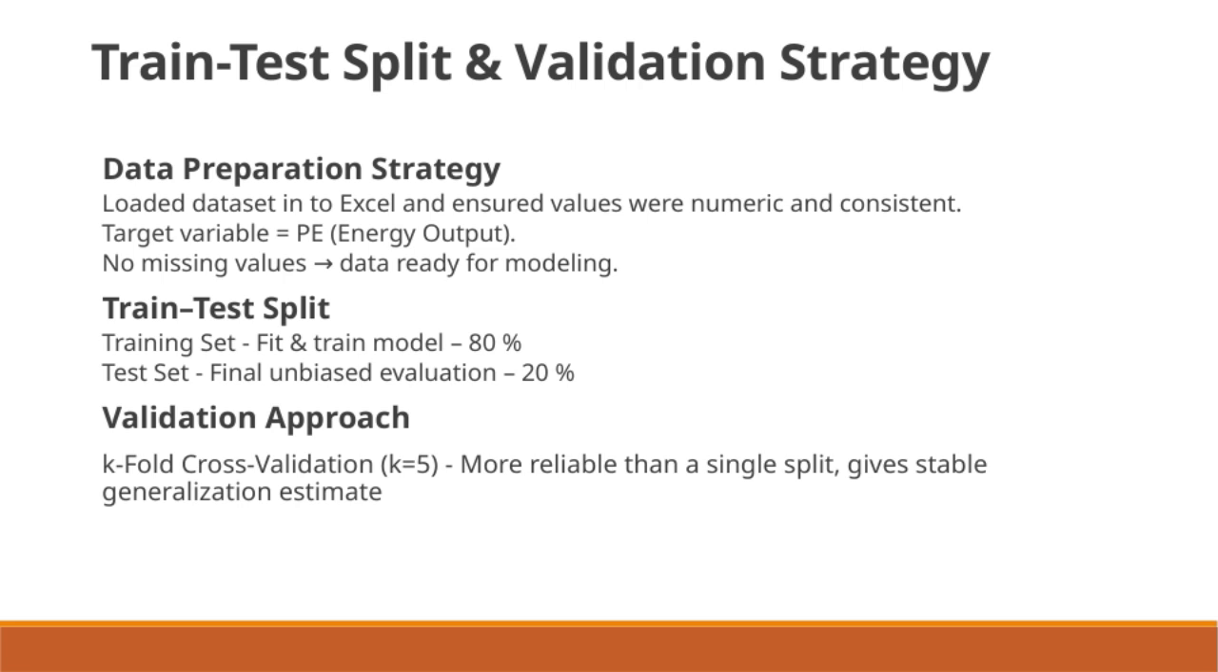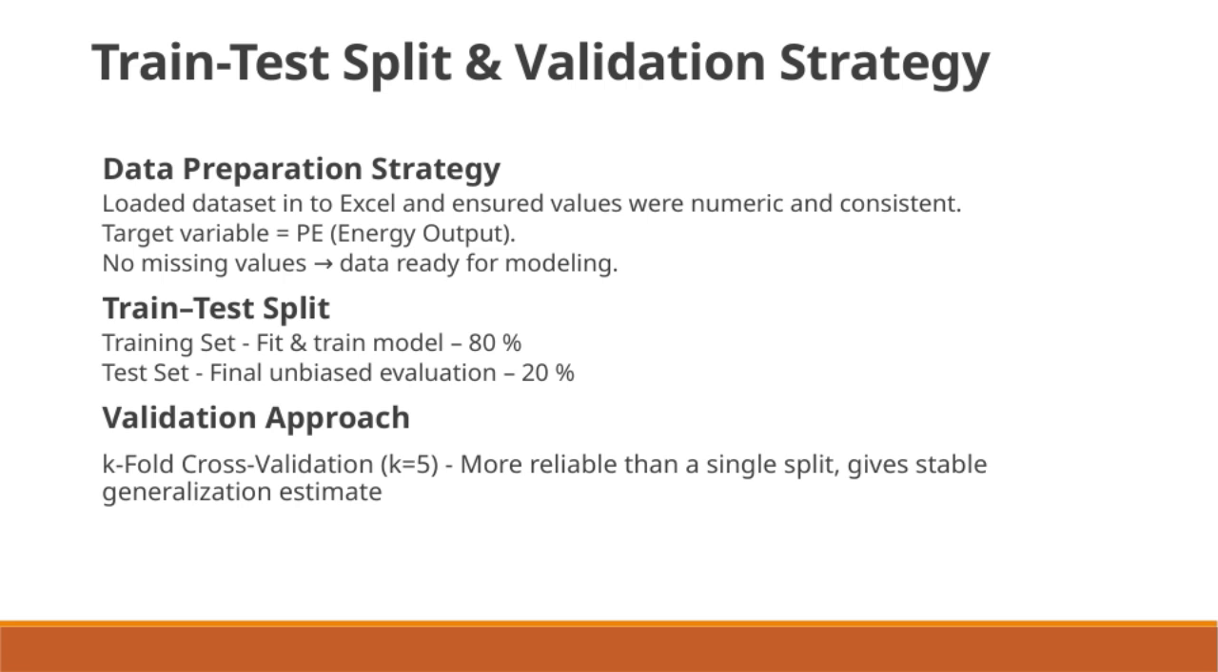Moving on to how we split our data, we used an 80-20 split for training and testing. The training set, which makes up 80%, is used to fit and train our model. This is where the model learns the underlying patterns. The remaining 20% is our test set, which we'll use later for the final unbiased evaluation of how well our model performs on unseen data.